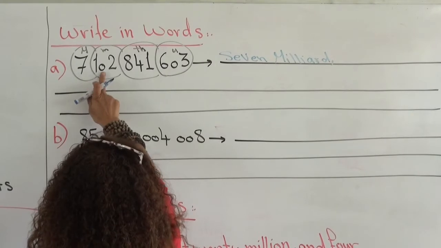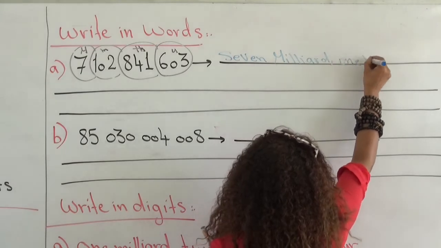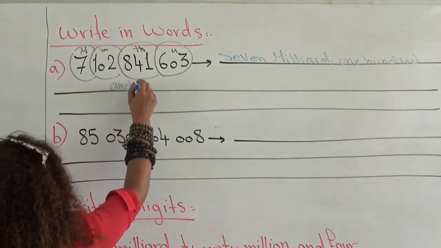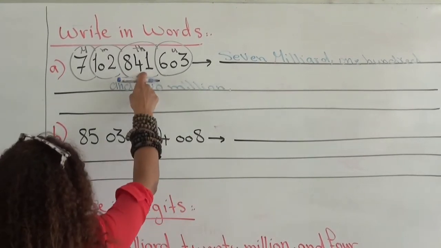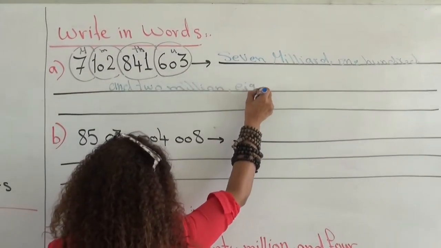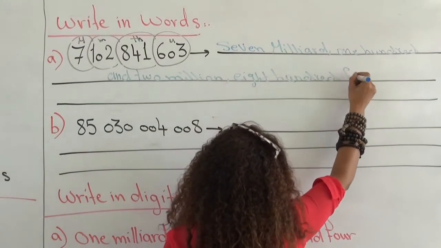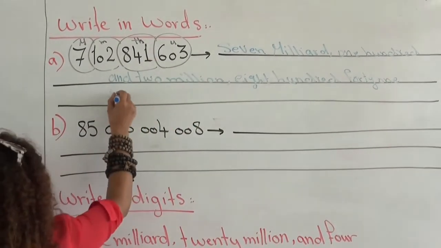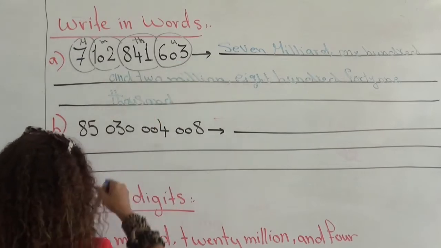The second family, 102. 102 what? 102 million. So it will be 102 million, comma. In the thousands family here, I have 841. 841, what? The name of the family? Thousand. I will write it here. Thousands. Okay? And 603, the last family.